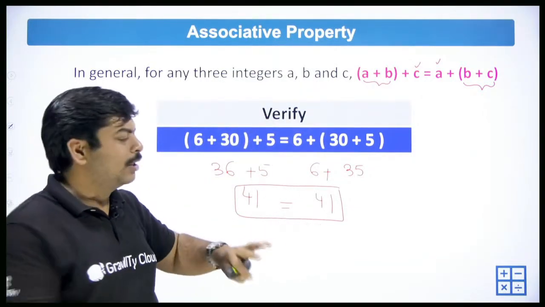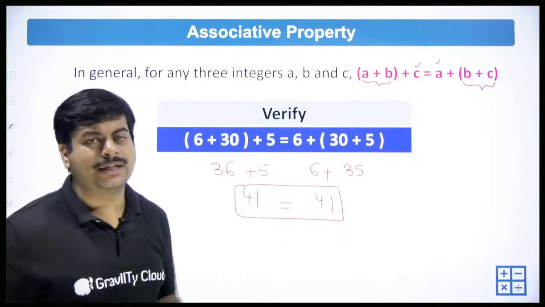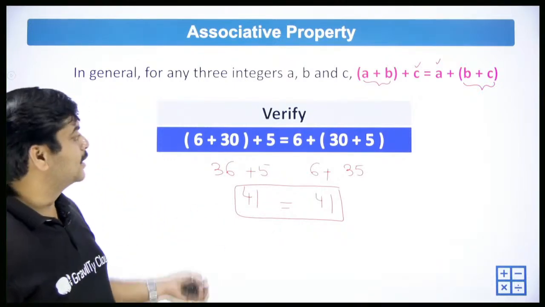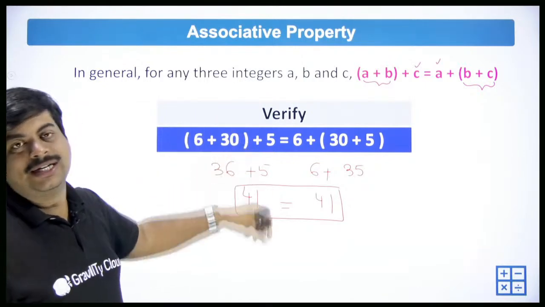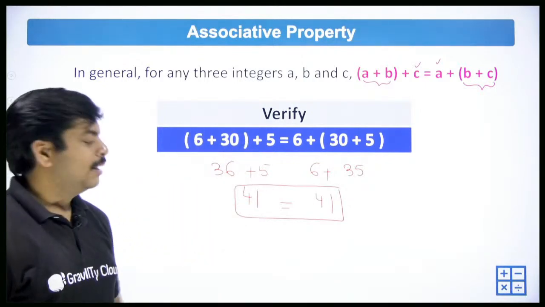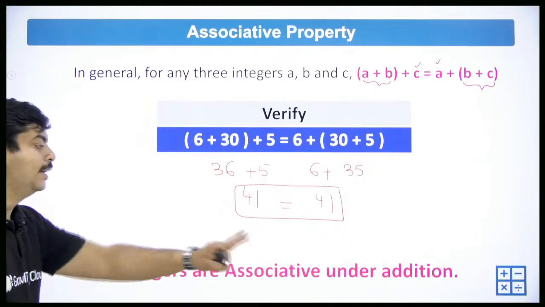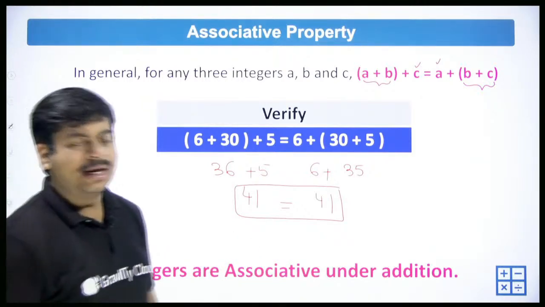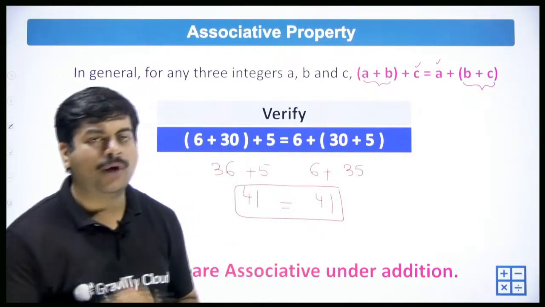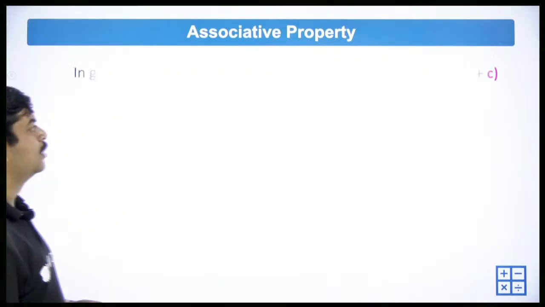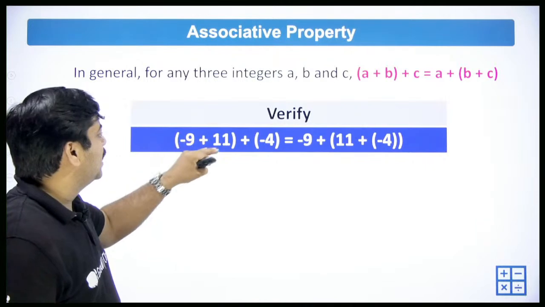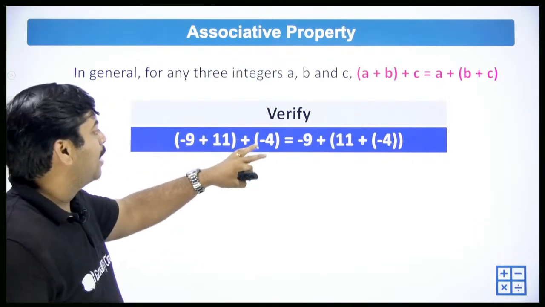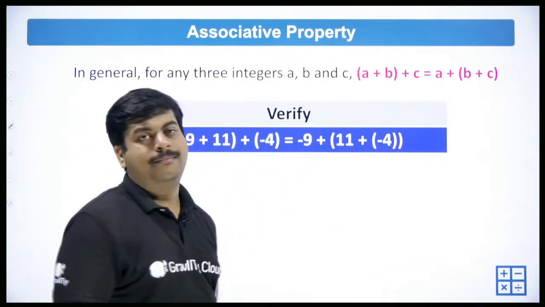But let us not try to conclude with this one. Let us also take some negative values. From this I can say that yes, the associative property is valid with addition, but let us not fix it for now. Let us take one more question. What is the next question? Minus 9 plus 11 plus minus 4, and minus 9 plus 11 minus 4, grouped in the two different ways.